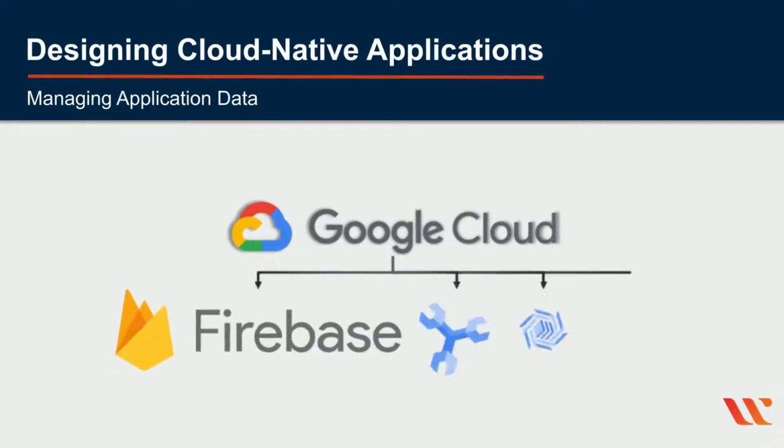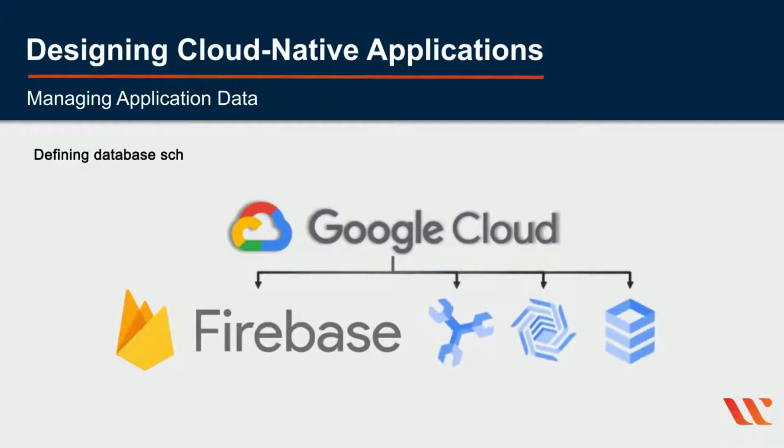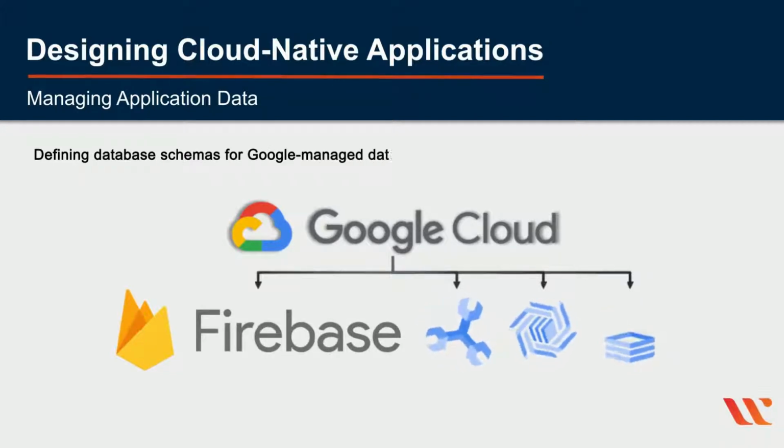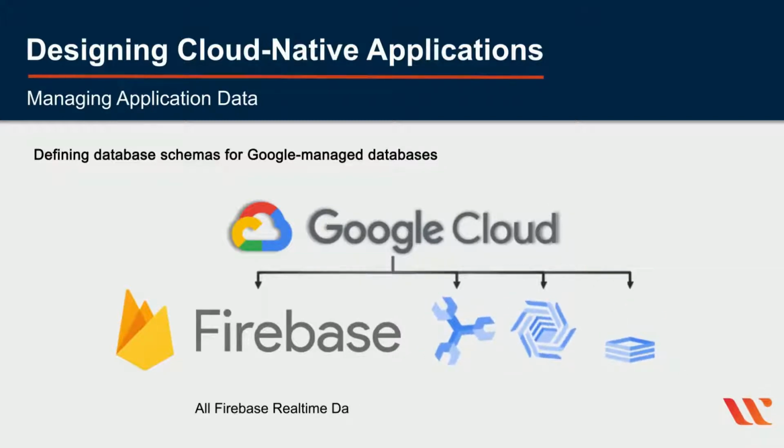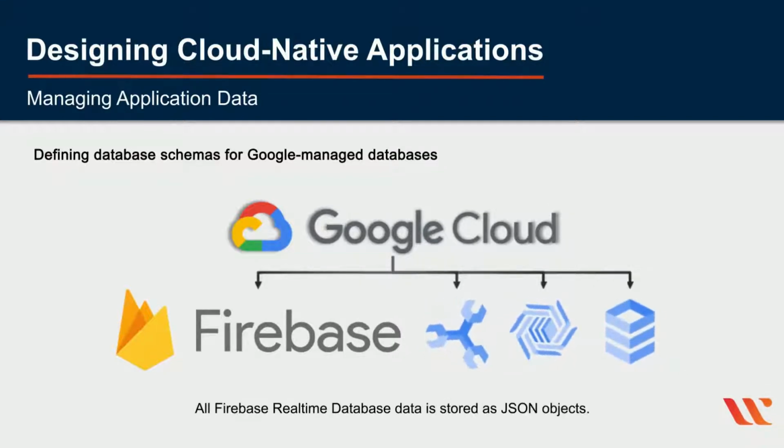Let's now look at how to manage application data. Defining database schemas for Google managed databases, for example, Firebase Firestore, Cloud Spanner, Cloud Bigtable, or Cloud SQL. All the Firebase Realtime Database data is stored as a JSON object. So think of the database as a cloud-hosted JSON tree.